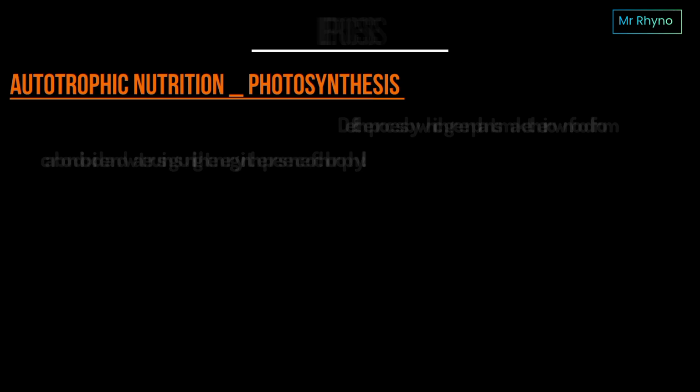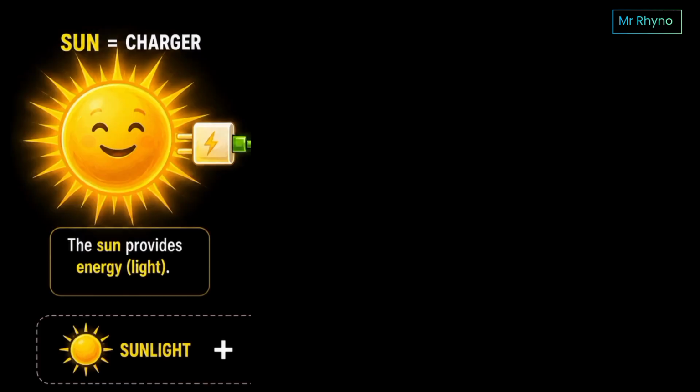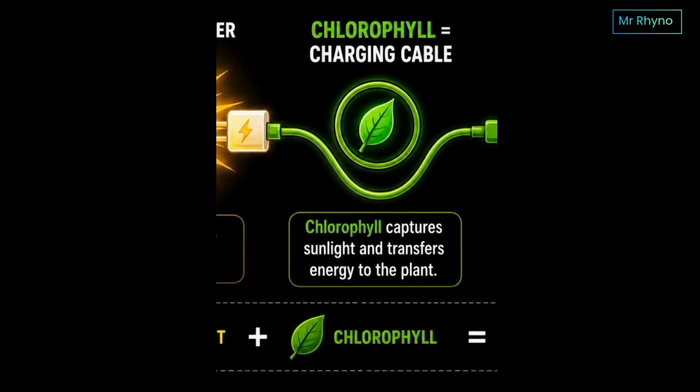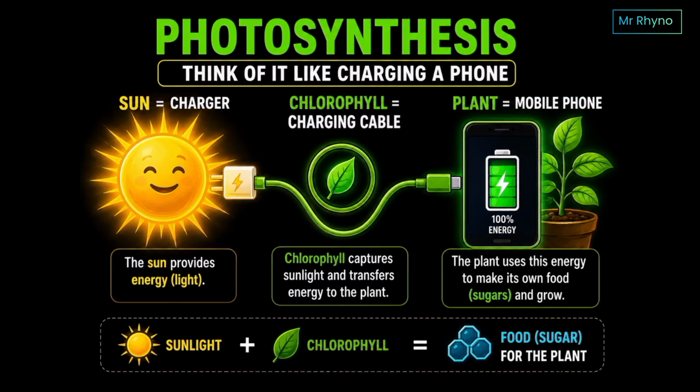Let me give you a beautiful analogy. Think of the sun as a charger, the plant is like your mobile phone. Chlorophyll is like the charging cable. The sun's energy flows through chlorophyll and charges it up with food, which is glucose.